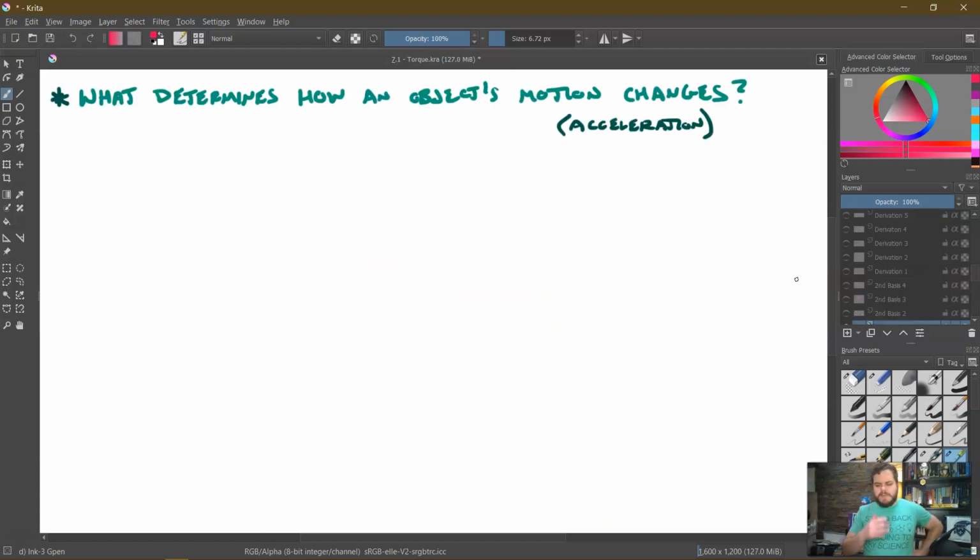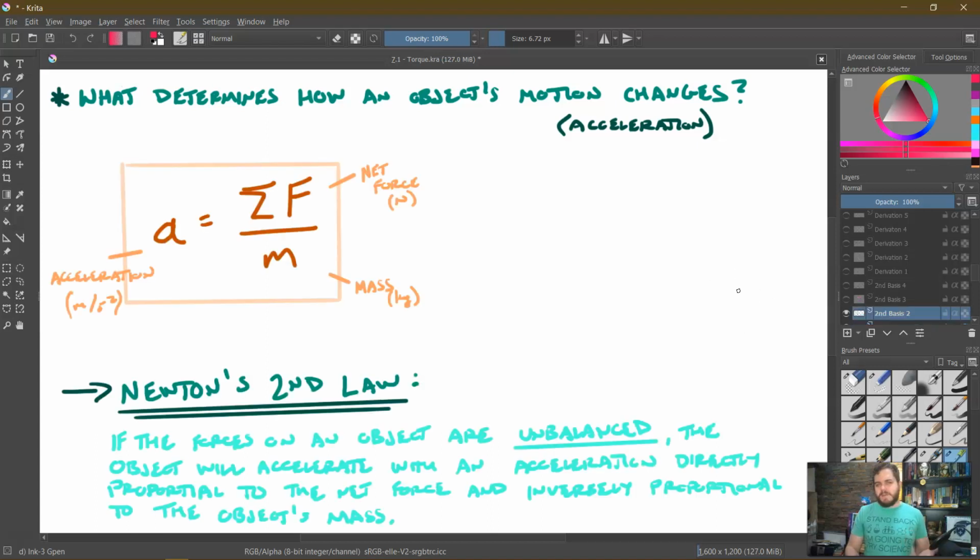Now that we've talked about how an object starts rotating, what's going to affect how quickly its rotation rate is going to increase, decrease, or whatever? Let's take that by going a step backwards. If I have an object and its motion changes, if it accelerates, what determines that change in motion? A couple of different factors, and we define this using Newton's second law. That second law tells us that if the forces on an object are unbalanced, if there's a net force, the object will accelerate with an acceleration directly proportional to the net force.